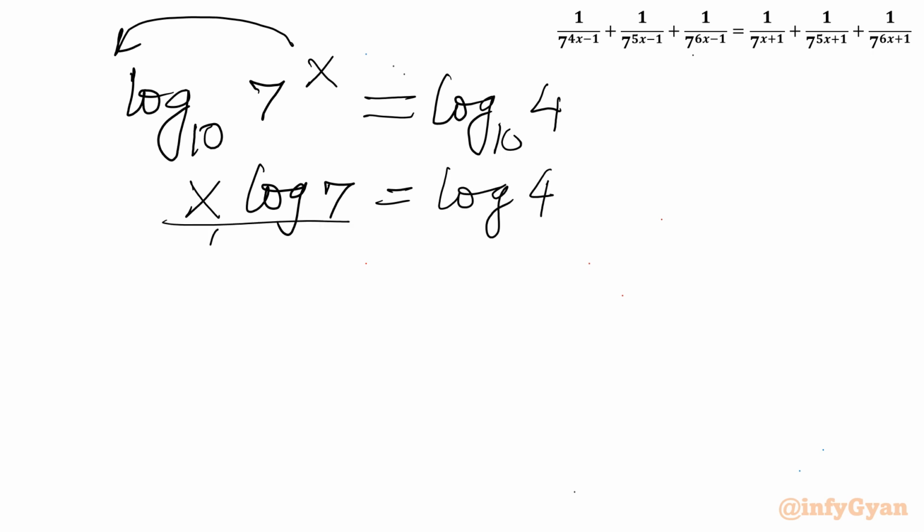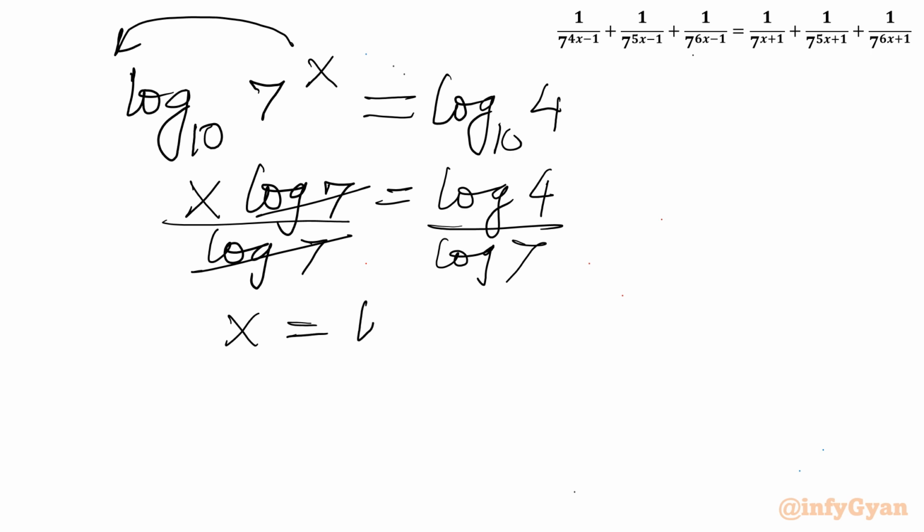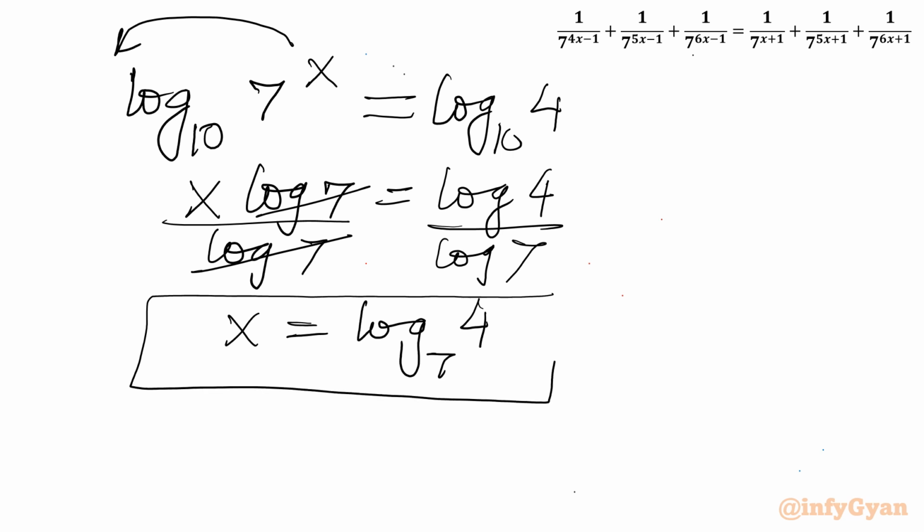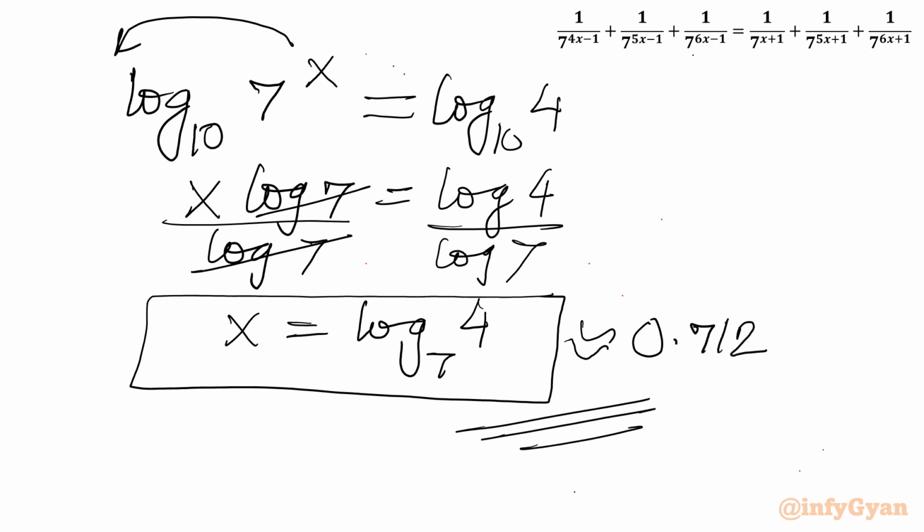Divide both sides by log 7. We will cancel these two. So our x will come out as log 4 by log 7, which I can write as log base 7 of 4. And the approximate value of this log base 7 of 4 is 0.712. And this will become our final answer.